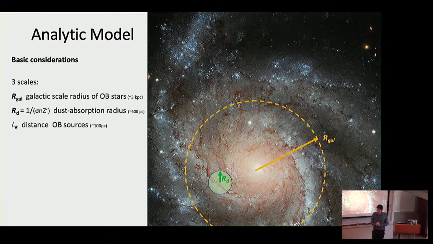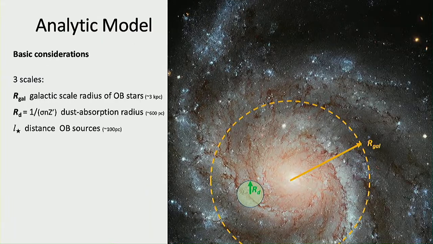So first, let's look at some important scales in that problem. If you have a galaxy and you imagine there are clusters of OB stars, those are the things that produce the UV radiation, the far UV radiation we're talking about. There are different scales in that problem. First is the general scale of the galaxy, say the galactic scale radius of these stars. For our galaxy, it's about 3 kiloparsecs.